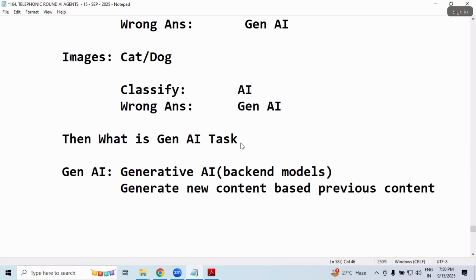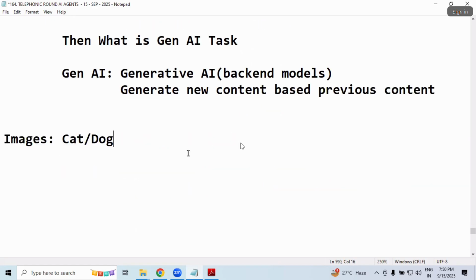Now let us take images. If the problem statement is classification, can you tell me who will do it? AI.